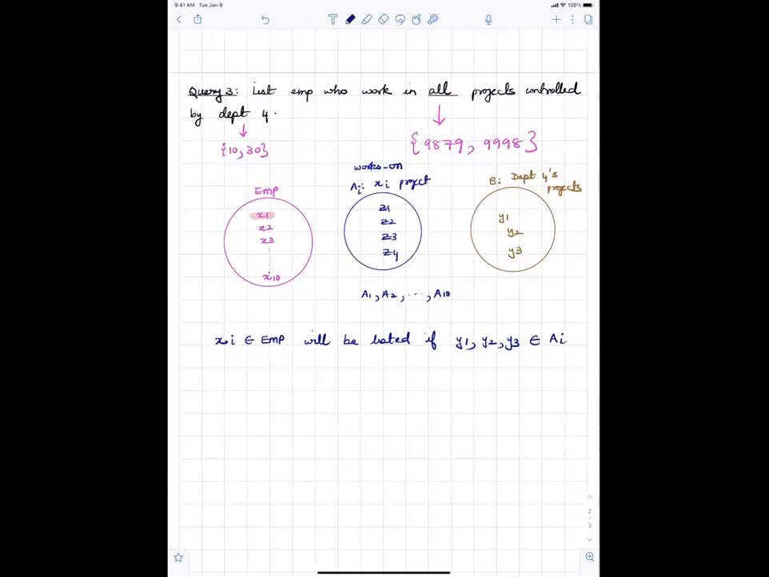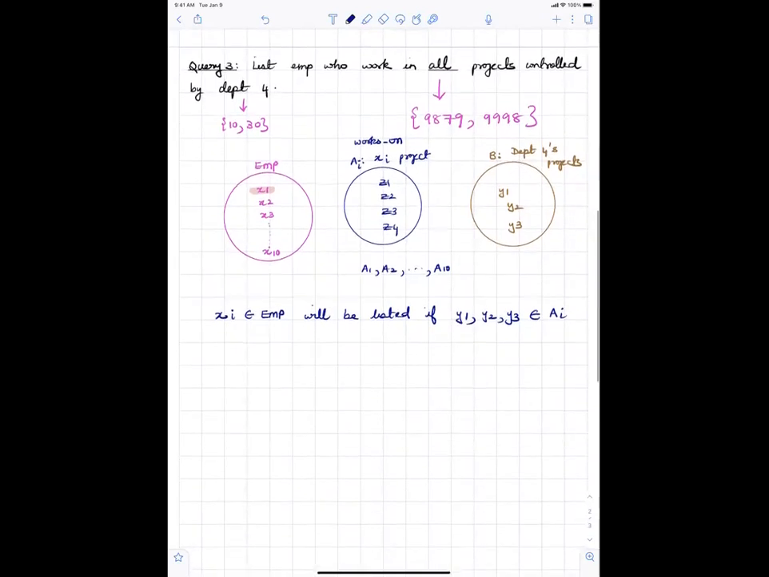Okay, if anyone didn't understand, please ask. This is actually a very, very difficult query, so I want to make sure you understand it. Another way of saying this is: print Xi if there does not exist a y, an element of B, such that y is not an element of Ai. Does this make sense to you, what I just wrote?